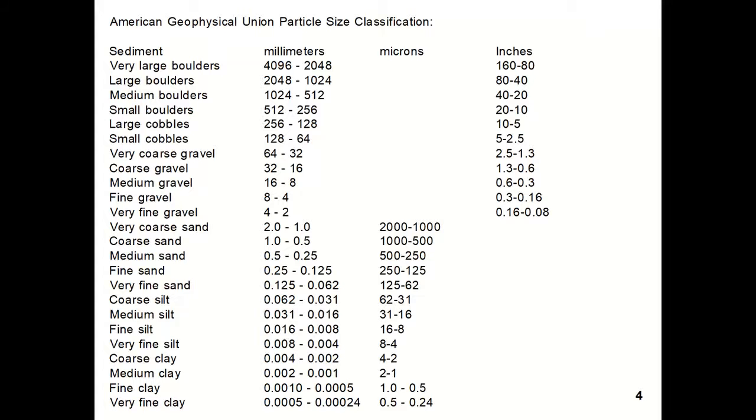The American Geophysical Union has a particle size classification that is very helpful in terms of visualization. So you can see here is a table listing a description of the particles, which would be sediment, the sizes of the particles in actually 3 different units. Remember, a micron is 1/1000th of a millimeter.